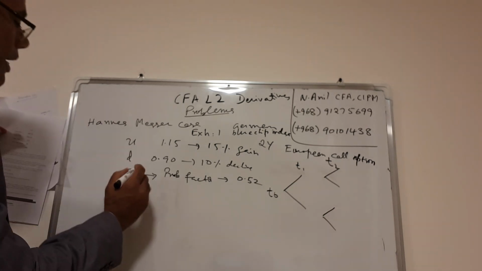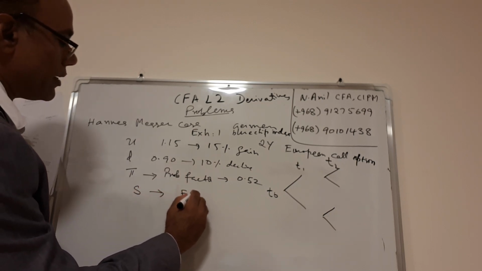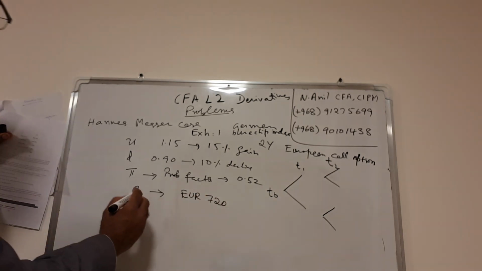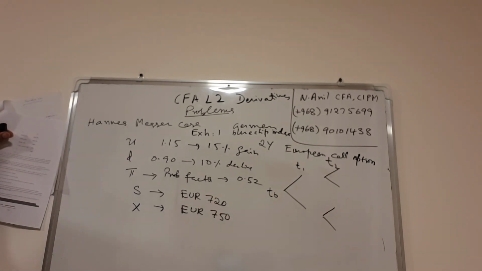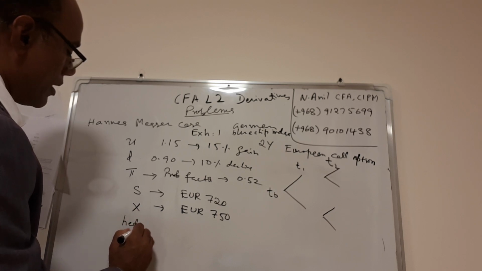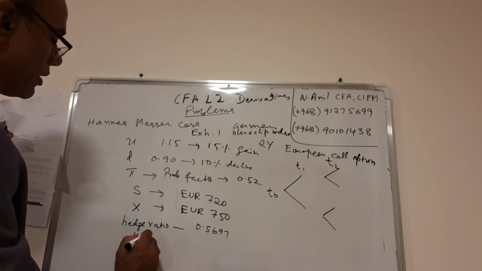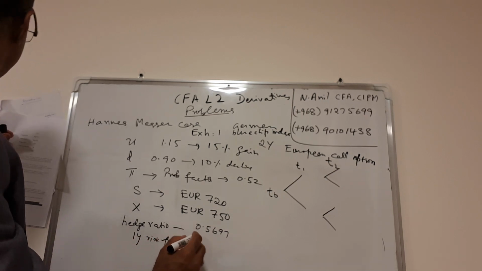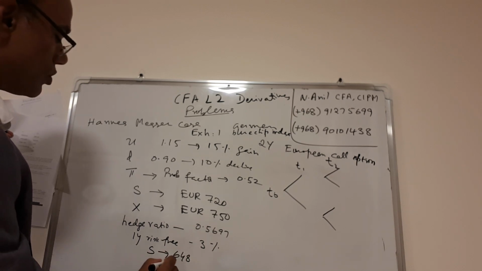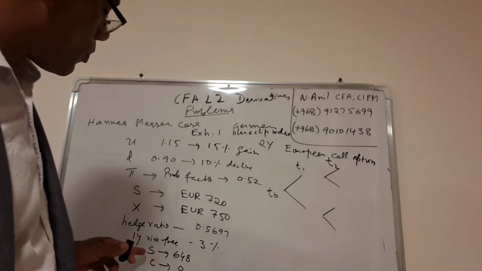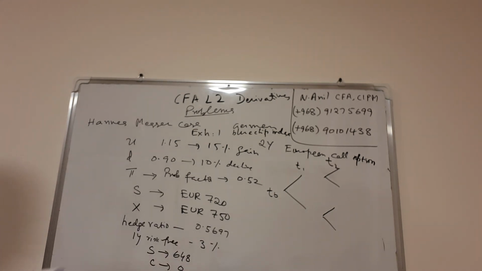And then the index price is euro 720. So this is the time of initiation of this option, and the strike price, say X, is 750. And they give the hedge ratio, which is 0.5697, and the 1 year risk-free rate is 3%, and S is equal to 648, and C is equal to 0. This is the underlying portfolio, which is the blue chip index value, and C is the value of the call option.